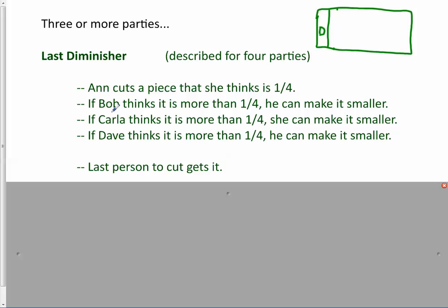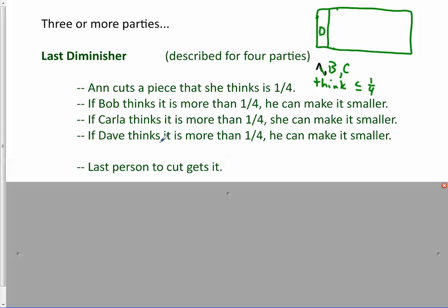Now Ann, Bob, and Carla all think that that piece was not more than 1/4. Maybe 1/4, but maybe less. They all think that it was 1/4 or less, right? So Ann, Bob, and Carla think it was less than or equal to 1/4, because they all had a chance to cut it down to 1/4 in their opinion. And then Dave cut it even a little bit more, so they all think Dave actually went a little bit below 1/4.